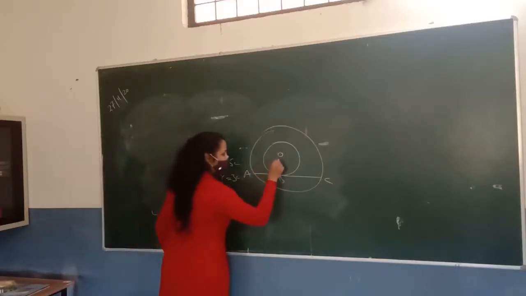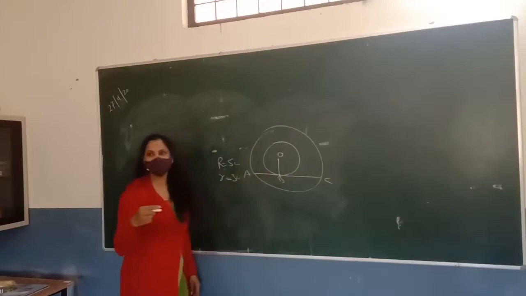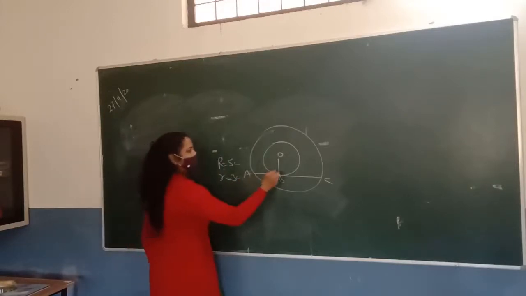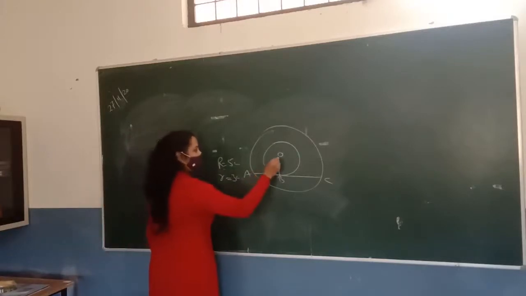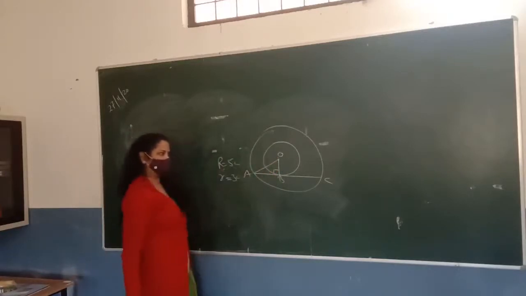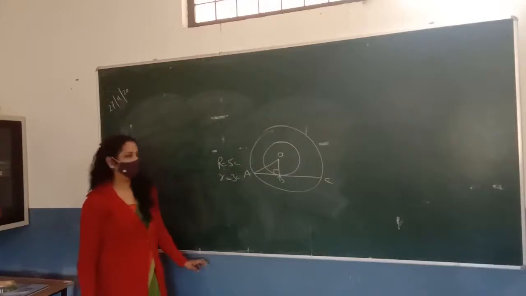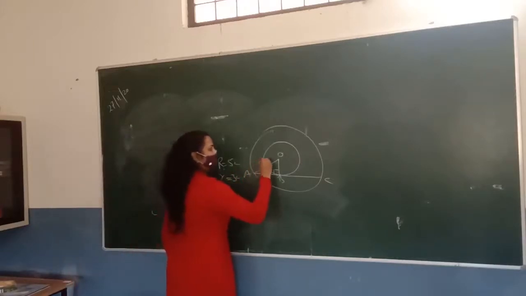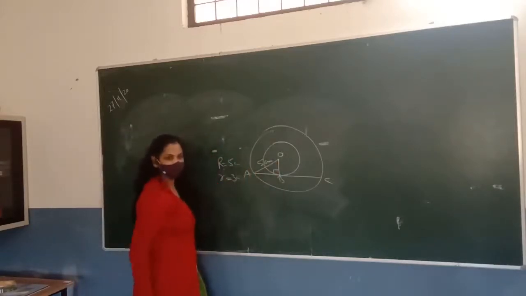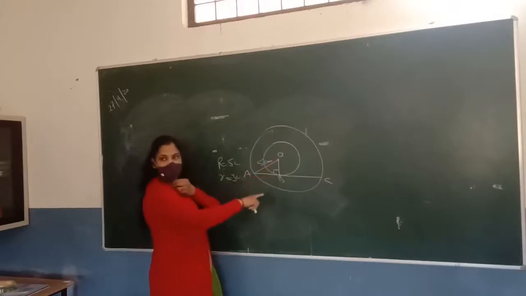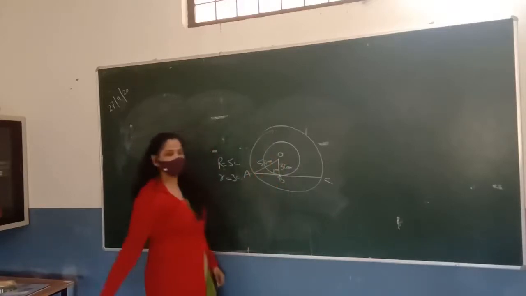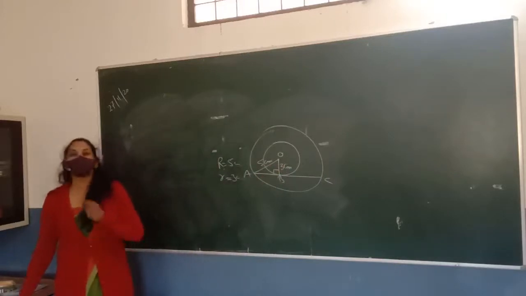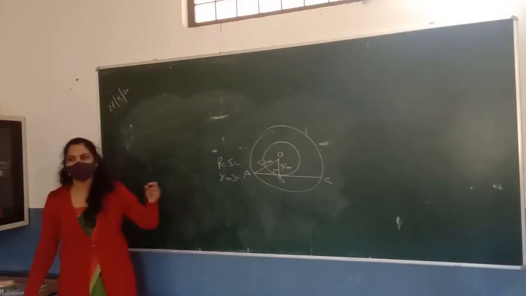Okay. We will join OB. Since we know that tangent is perpendicular to the circle, we can say it is 90 degrees. And join O to A. So that is 4 cm, 5 cm, and OA is 5 cm since the radius of the larger circle is 5 cm, and this length OB is 3 cm since the radius of the smaller circle is 3 cm. So by using Pythagoras theorem, we can find the value of AB.